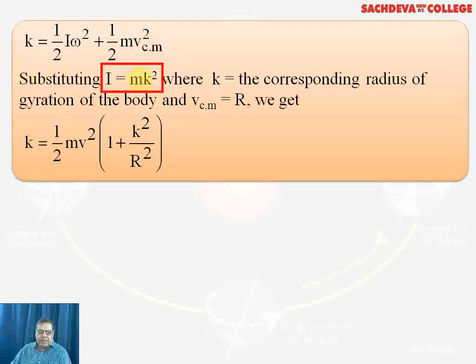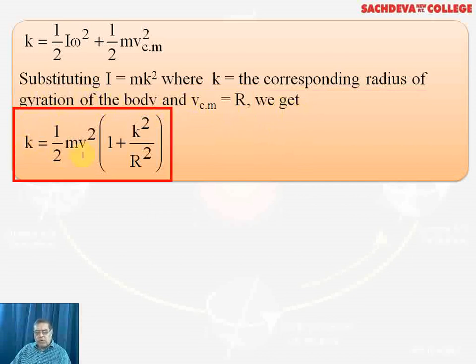Substituting I equal to mk square. So wherever we find I, we can substitute the value mk square, where k is the corresponding radius of gyration of the body, and vcm, the velocity of the center of mass, is equal to r omega. We get K is equal to half mv square into 1 plus k square over r square by putting the above values.